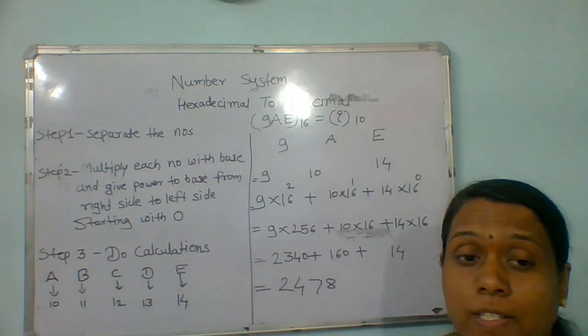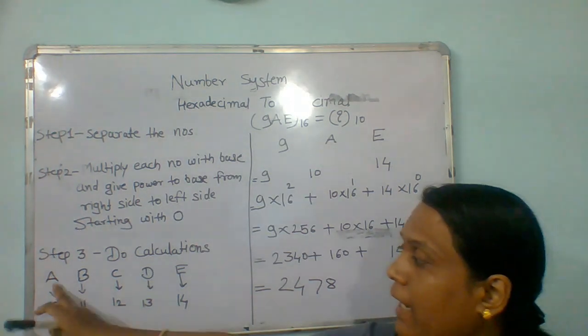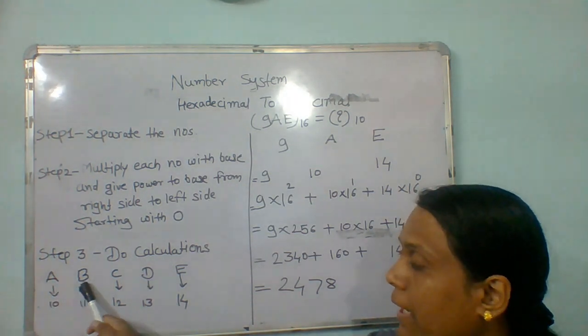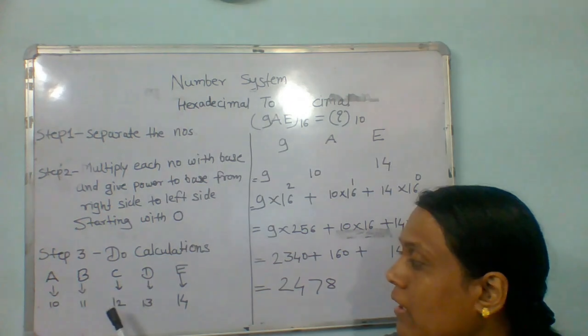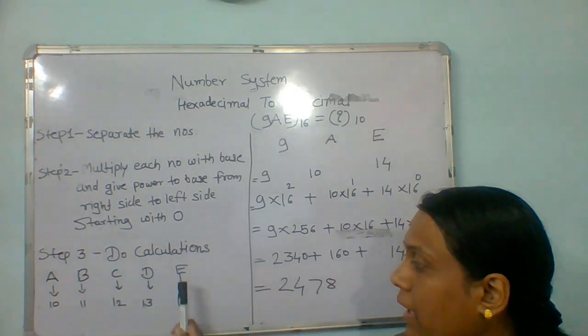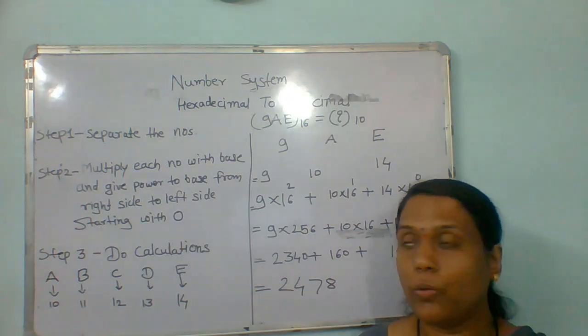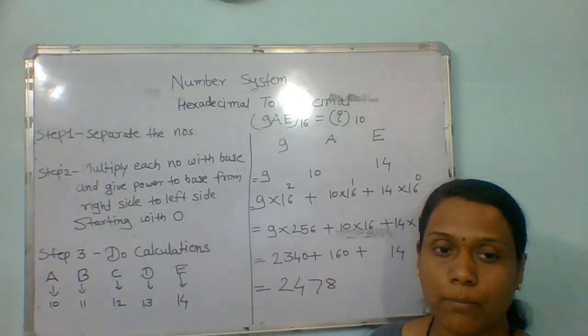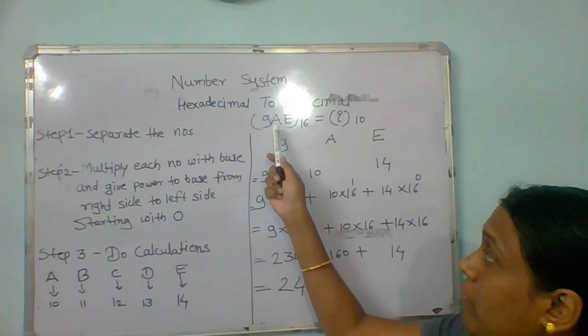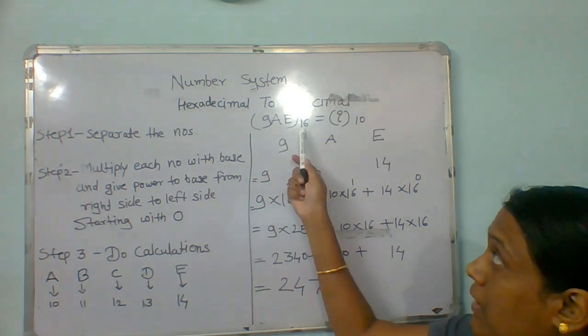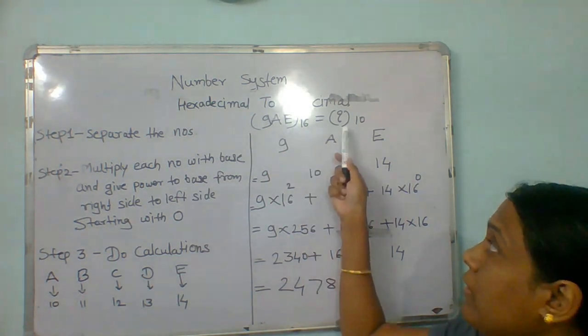When we consider A to F, A has a value of 10, B has a value of 11, C is 12, D is 13, and E is 14. Now we have to follow the same steps. That is, first separate the numbers. In this we are going to convert 9AE, a hexadecimal number, into a decimal number.